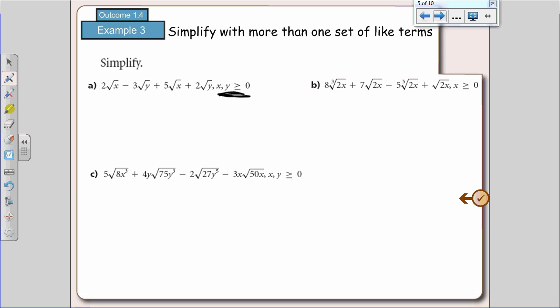Combine like terms. What can be combined? So the 2 and the 5 for the x's, and the 3 and the 2 for the y's. 2 root x plus 5 root x is just 7 root x. And the y's, negative 3 root y plus 2 root y is just negative root y. Your answer technically should also say at the end of it, x and y are greater than 0, because that restriction still exists. That's still a part of your answer.